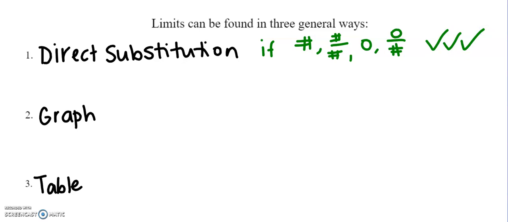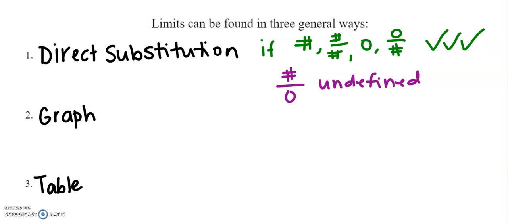But then there's some times where we get some weird things from direct substitution. So maybe I had a fraction, but that fraction has a number in the numerator and a 0 in the denominator. We would then say that this limit is undefined. Because do we know what it means to divide by 0?